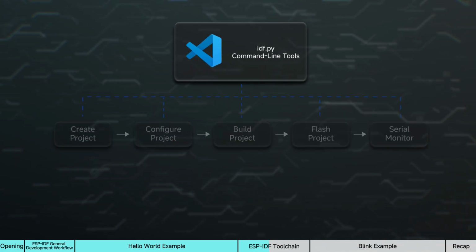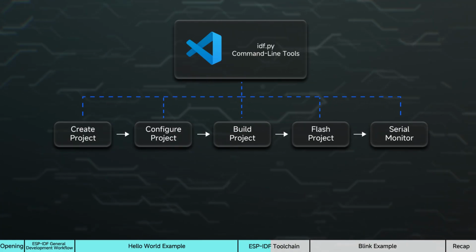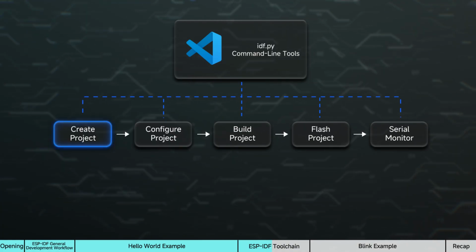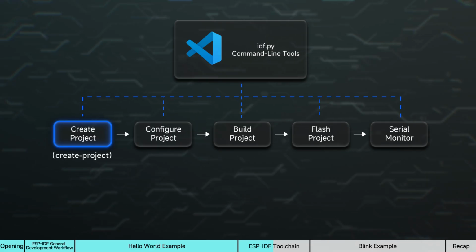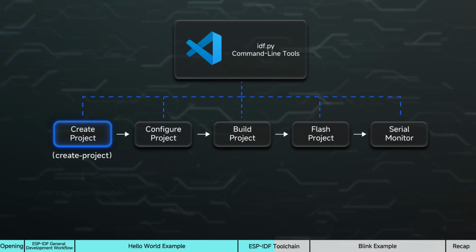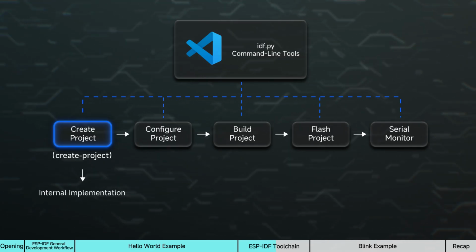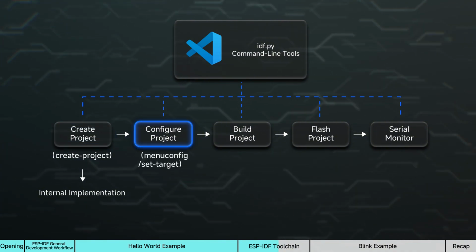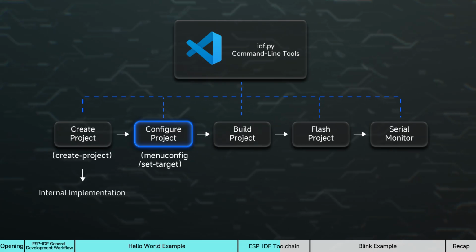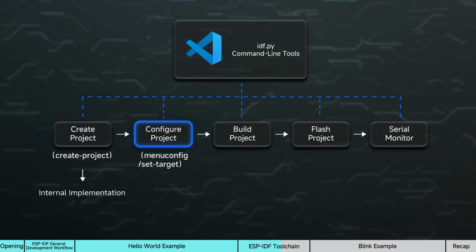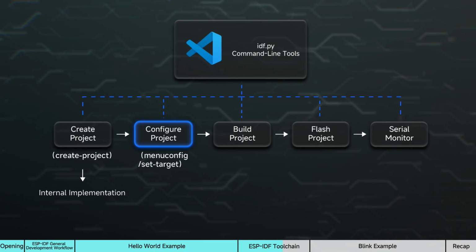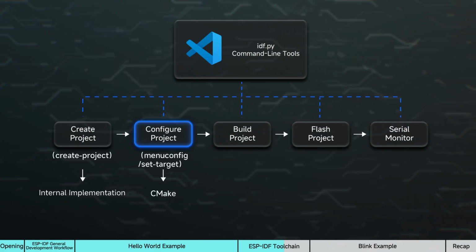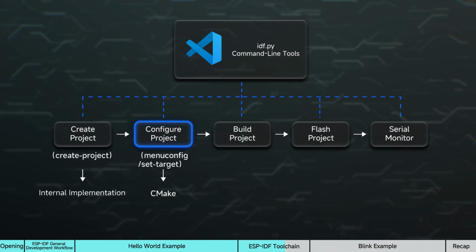Now let's walk through how idf.py runs through the entire development workflow. Creating a project: execute idf.py create-project to generate a new project framework with a standard directory structure and necessary build scripts. Configuring the project: use idf.py set-target and idf.py menuconfig to configure the project, invoking CMake and the Kconfig system to complete project configuration.